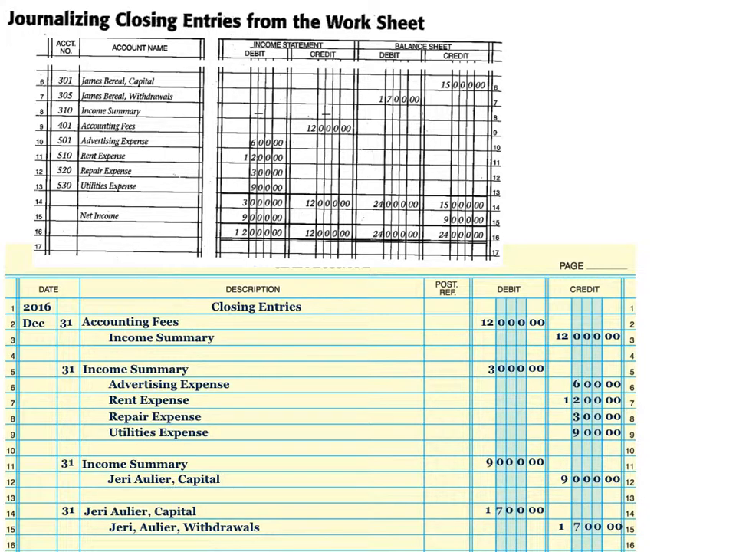Our final step then, we have our capital account, which is going to be debited for $1,700 from the withdrawals account. If we look up there, we see our withdrawals account has a debit balance of $1,700. Now, we need to credit $1,700 to withdrawals and debit $1,700 to our capital account.